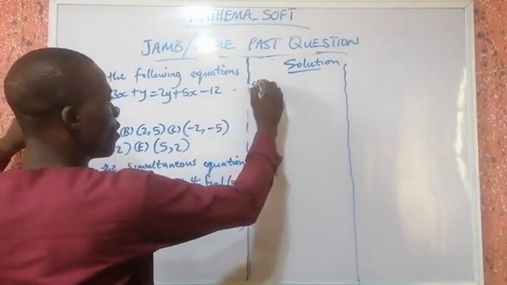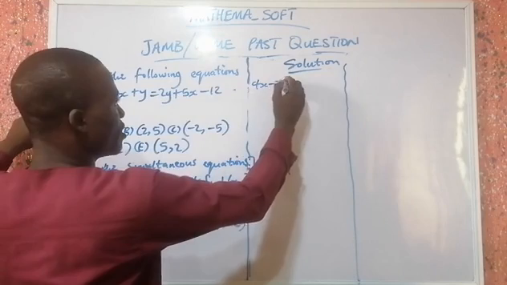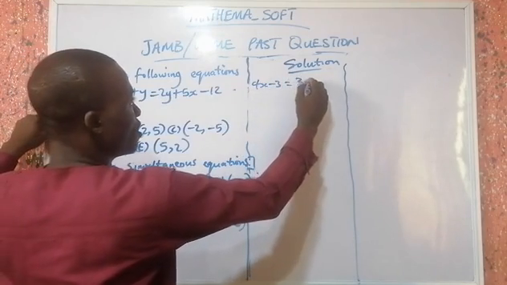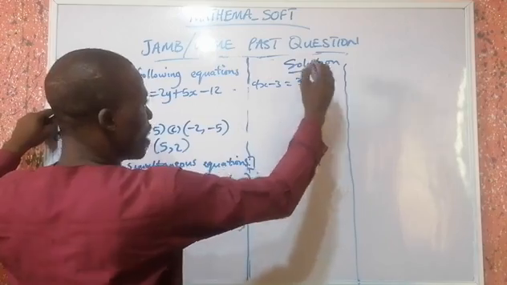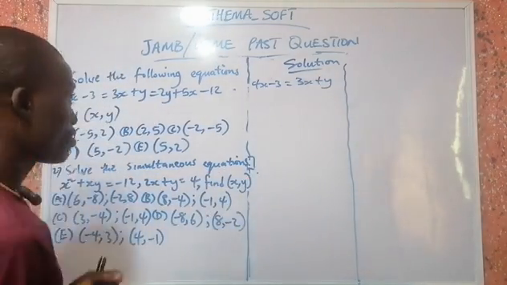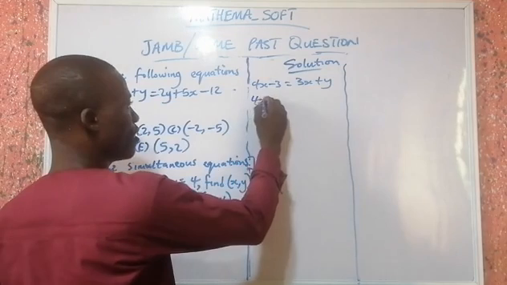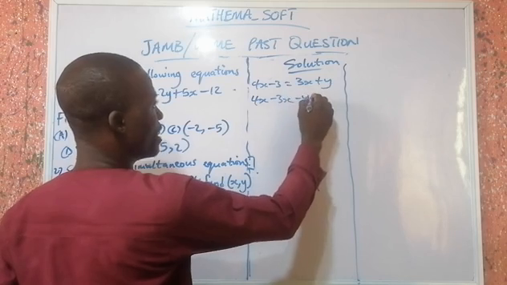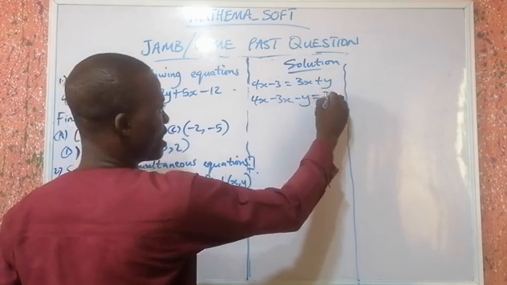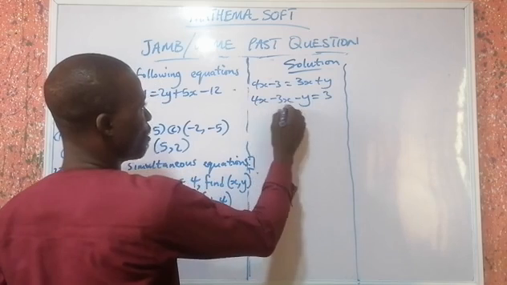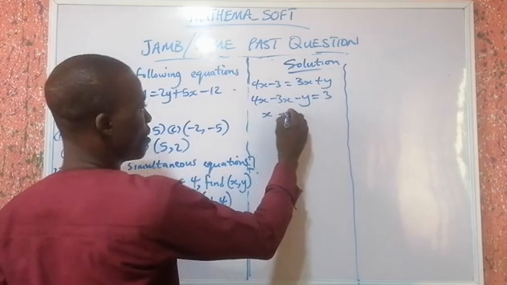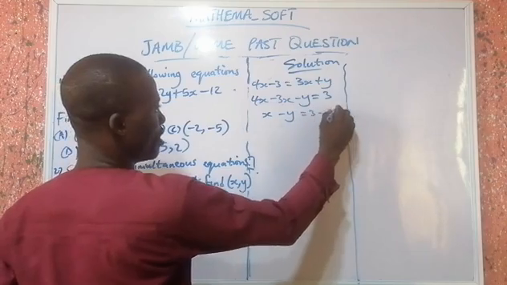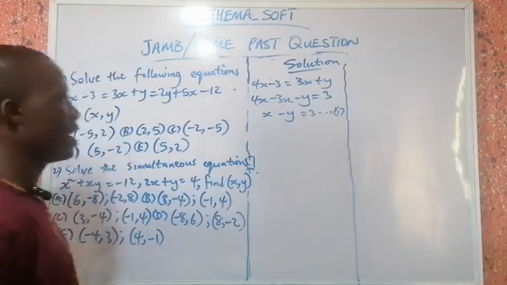I want to take 4x minus 3 equals 3x plus y first. Okay, so taking this, I can say I have 4x minus 3x minus y. I'm taking this minus 3 down there equals to 3, and 4x minus 3x will give me x minus y equals to 3. Let me call this my equation 1.